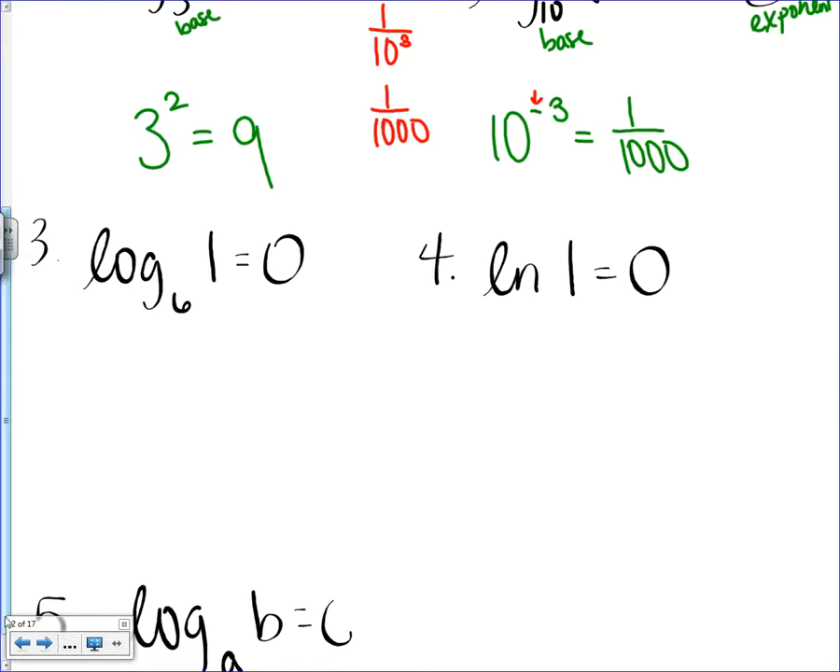All right, base of 6, we have our exponent of 0 and our answer of 1. Again, a true statement. 6 to the 0 power is 1.